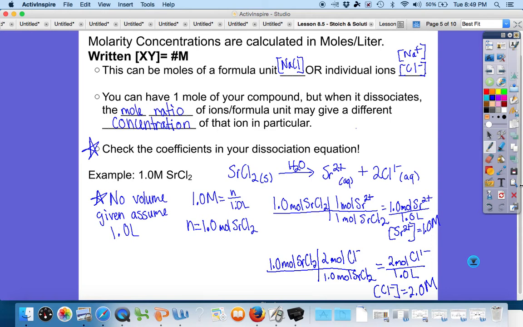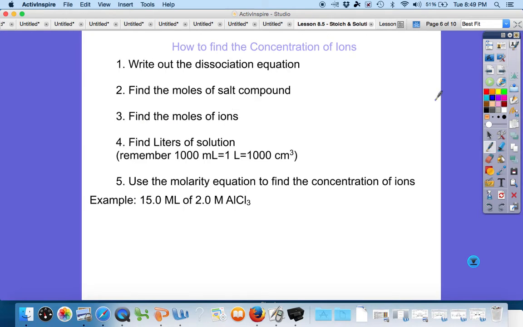Okay. So we have a couple more examples. Well, I'll talk about the steps for finding the concentration of the ions and then a few more examples with that. So how to find the concentration of ions. First, you want to write out the dissociation equation. Then you want to find the moles of your salt compound. From that, you can find the moles of your ions. If you are given a volume in milliliters, you need to convert it to liters, and then you use your molarity equation to find the concentration of your ions.